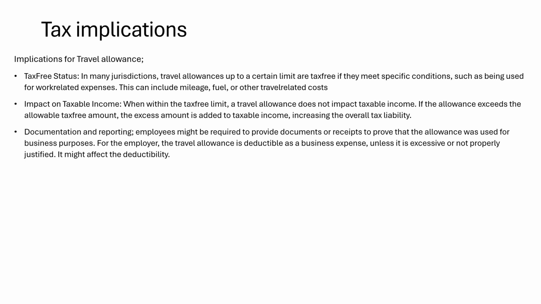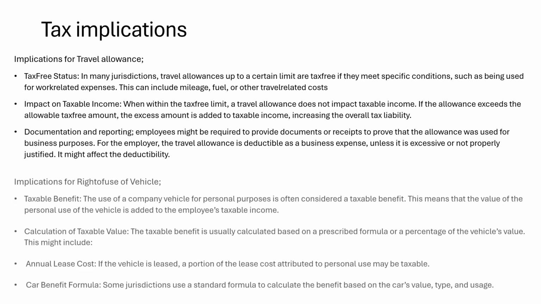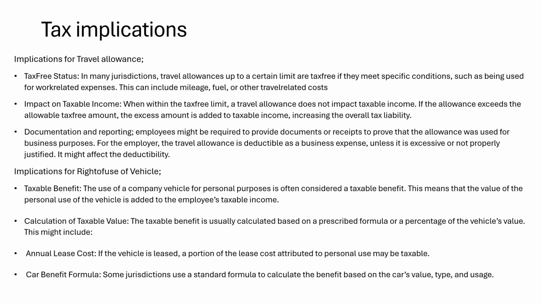Documentation and reporting. Employees might be required to provide documents or receipts to prove that the allowance was used for business purposes. For the employer, the travel allowance is deductible as a business expense unless it is excessive or not properly justified. It might affect the deductibility. Implications for right of use of vehicle.